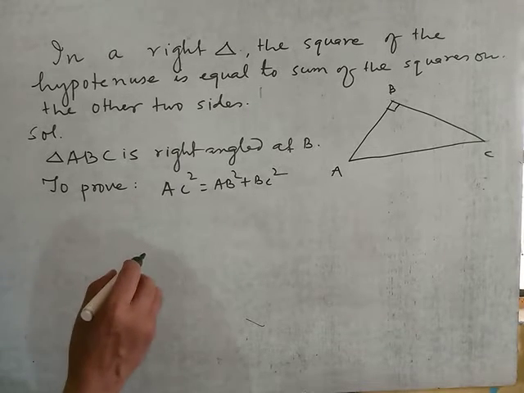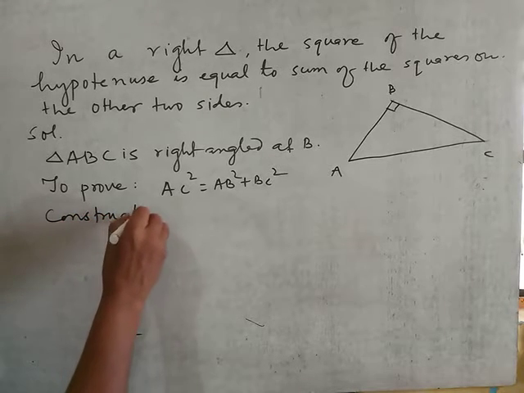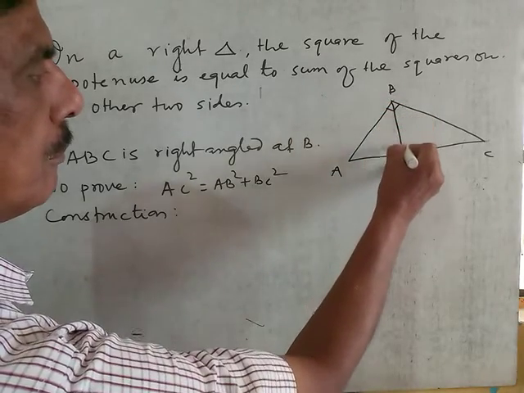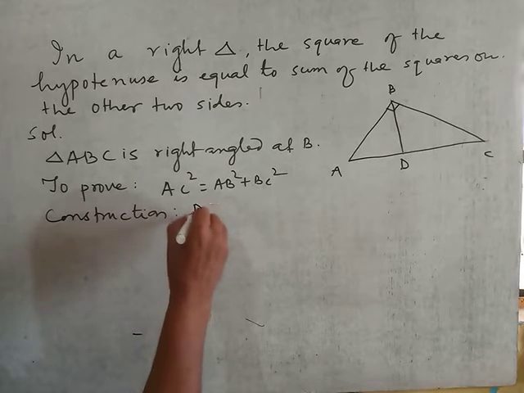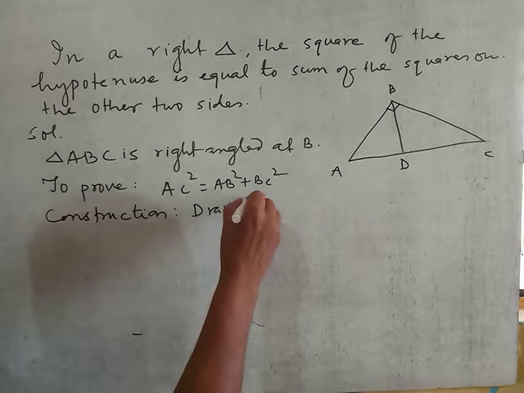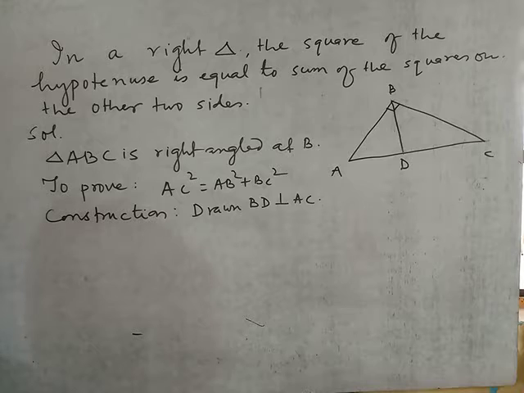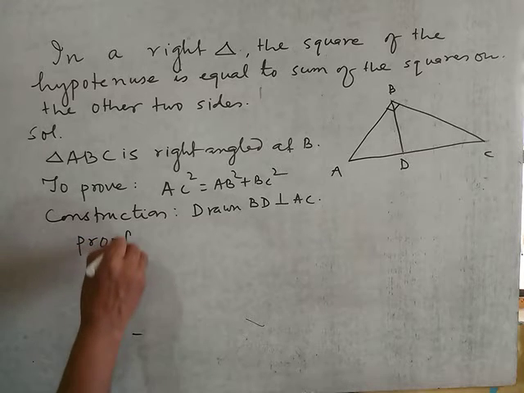Now for this you have to do the construction. So draw BD, this is D, drawn perpendicular on AC. Okay, BD is drawn perpendicular on AC, right? BD is drawn perpendicular on AC. Now, the proof.